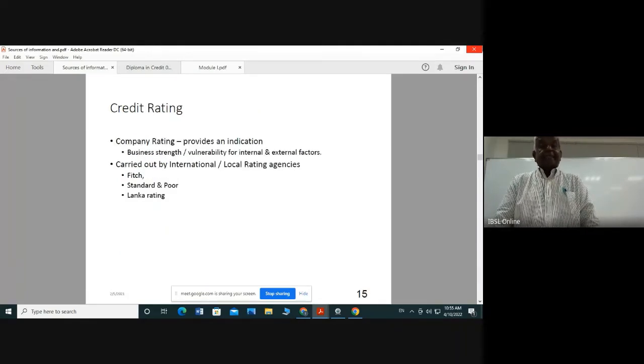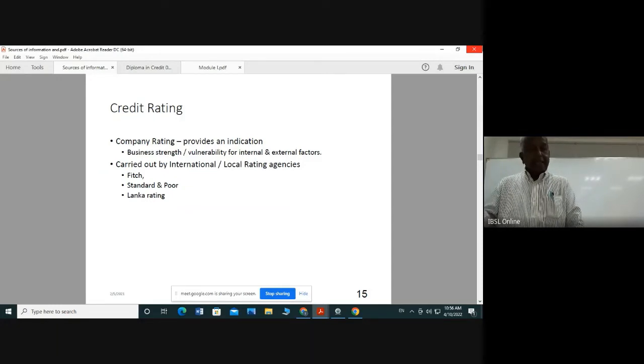Now, credit rating. This is also very, very useful. What is credit rating? A company rating provides an indication. When they do the credit rating, it indicates the business strength of the company and its vulnerability to internal and external factors. So when you look at the credit rating of a customer, you can understand the business strength of the company and its vulnerability to internal and external factors.